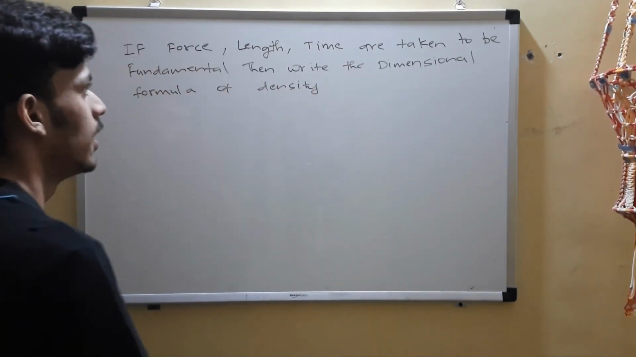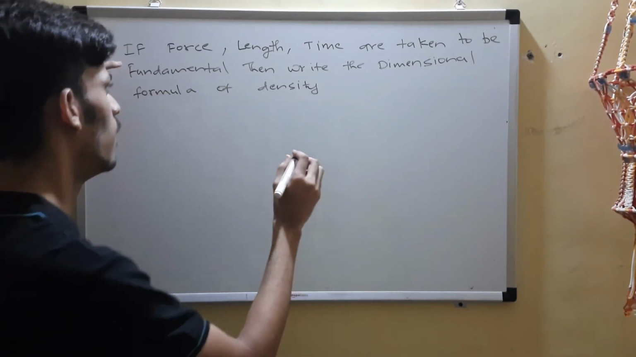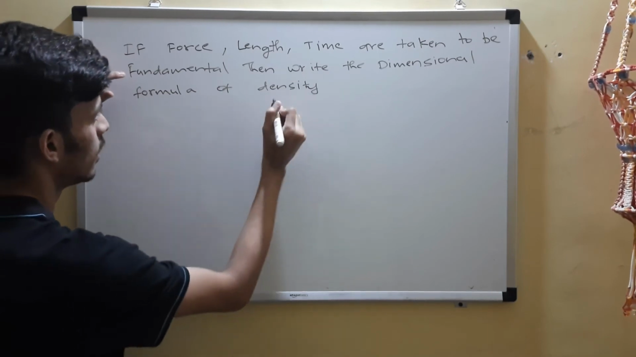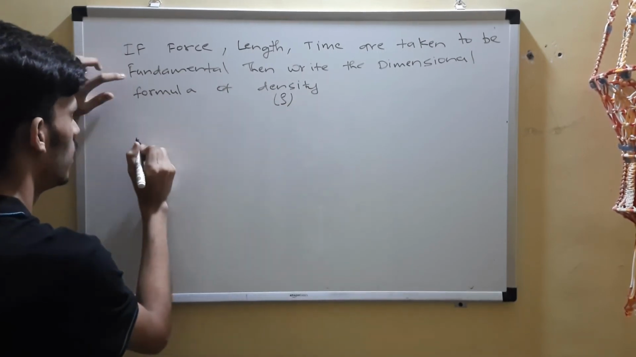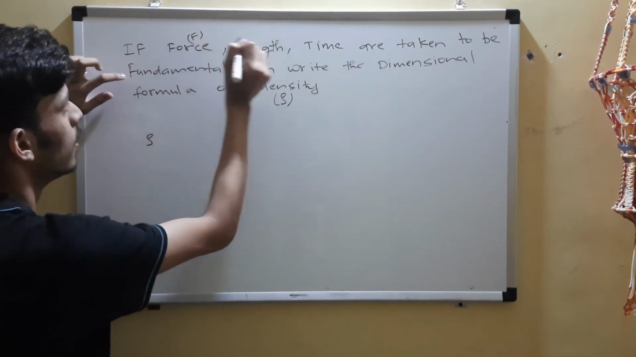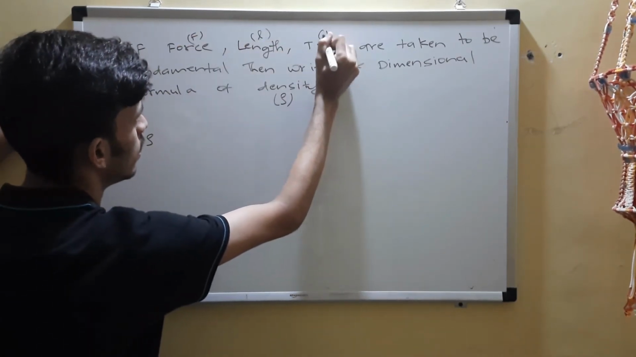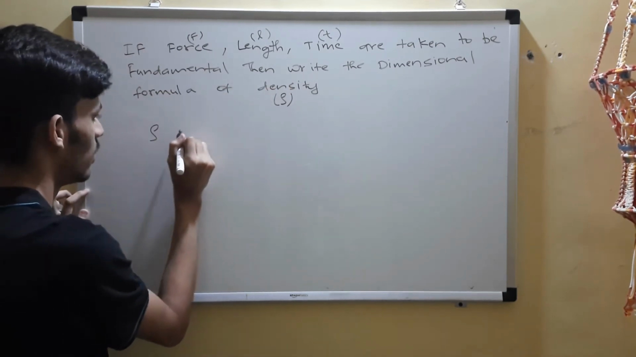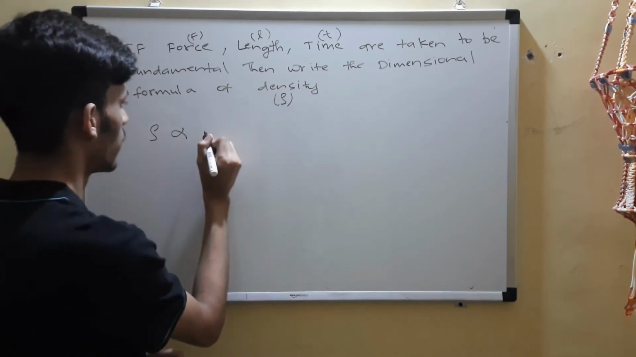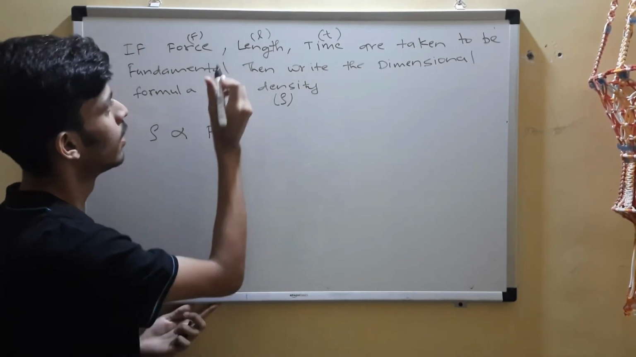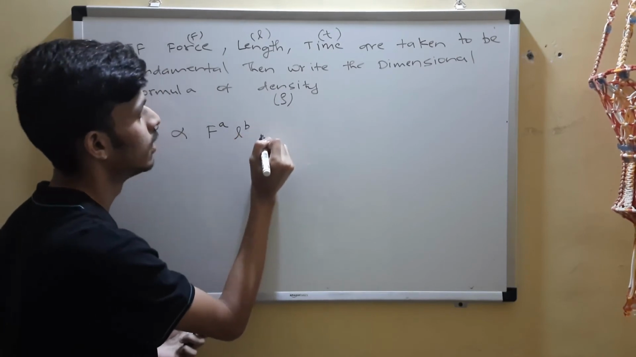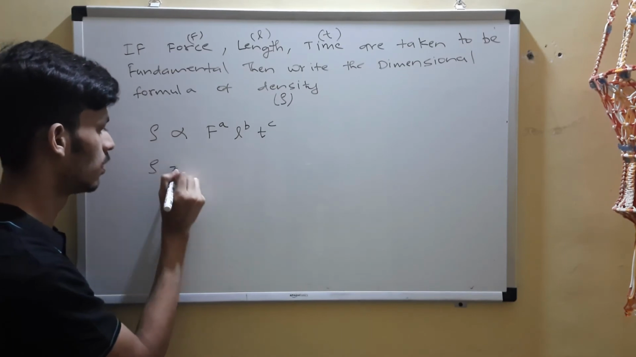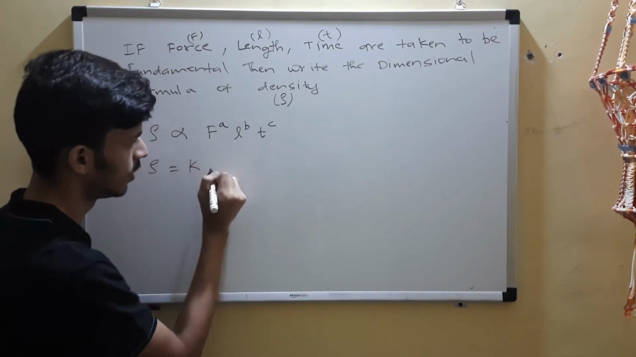Okay, let's try it now. What do we have to do? We have to go about it in the same way. You have density, so let's take some letter for that. Let's take rho for it. We will take F for force, L for length, and T for time. Now same procedure, just the question is framed differently. So rho is proportional to F raised to A, L raised to B and T raised to C. Now change the proportionality sign to this.